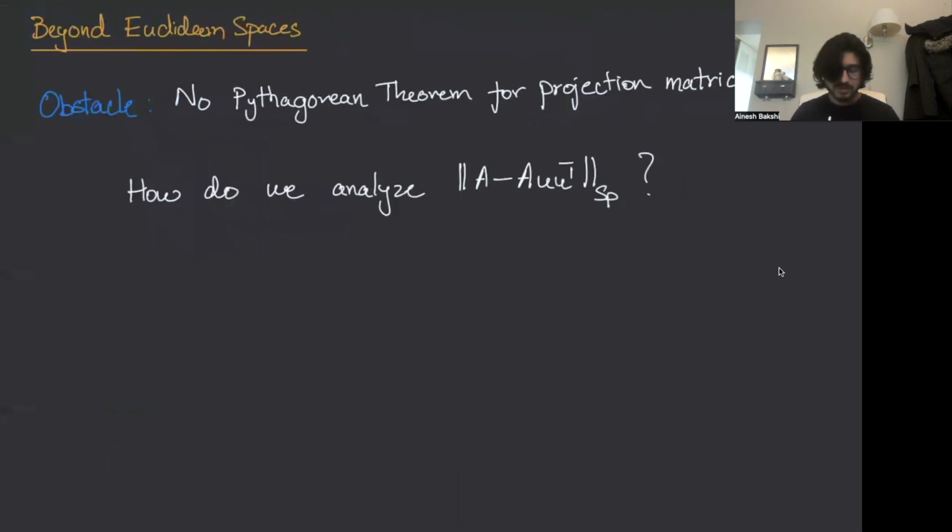Okay, so now let me say a few words about going beyond Euclidean spaces. The main obstacle to go beyond Euclidean spaces is that there is no Pythagorean theorem for projection matrices when we change the norm from Frobenius norm to any Schatten p norm for any p not equal to 2. So as a first step, we don't even know how to analyze this quantity, which is A minus A times U U transpose under any Schatten p norm.